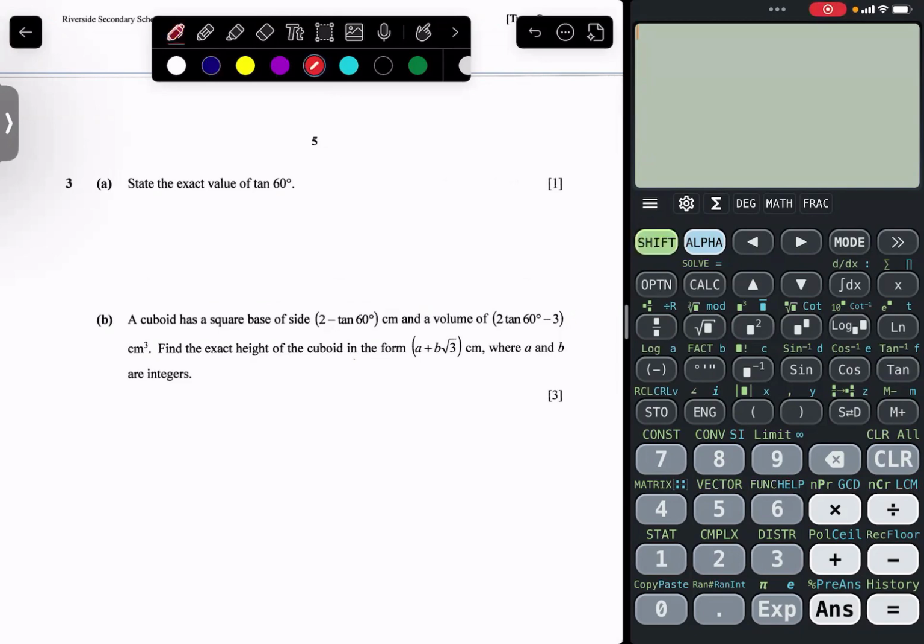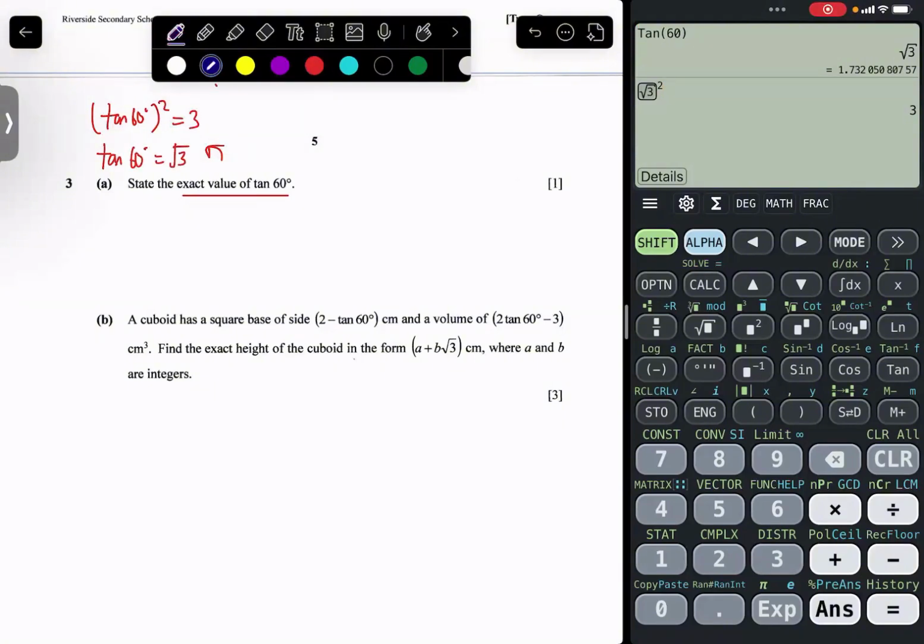Okay, so the exact value of tangent 60. If you remember your special angle, you can actually just write down the answer straight away. If you don't remember, you can use your calculator and key in tangent 60. You'll get 1.732. So you just square it, and then you'll get 3. So by this shortcut, you can say that tangent 60 degrees squared, your calculator shows you 3. So therefore, tangent 60 must be equal to square root 3.